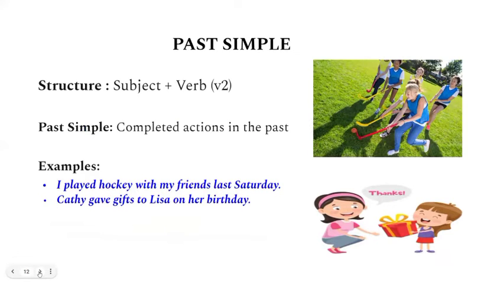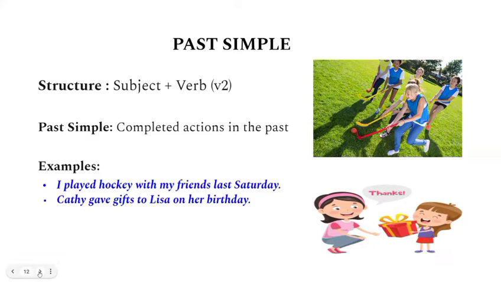We make the past simple tense with the subject plus verb in the past form. This tense is used to talk about completed action in the past. For example, I played hockey with my friends last Saturday. Kathy gave gifts to Lisa on her birthday. The verb in the first sentence is play. We make the past form by adding ed to it. We do this for most verbs, but some verbs have special past forms.